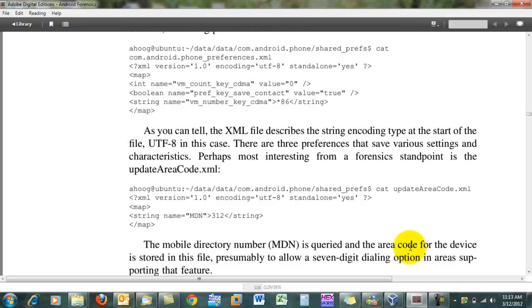So if you view this file, update_area_code.xml, and look at this string, it will give you the latest mobile directory number or the area code that this phone is in. It won't give you the history, but it will give you the latest. So it gives you some understanding of where the phone has been.